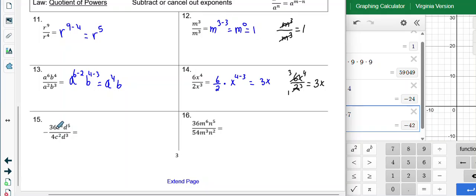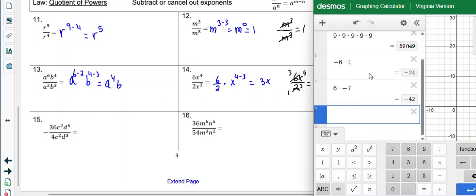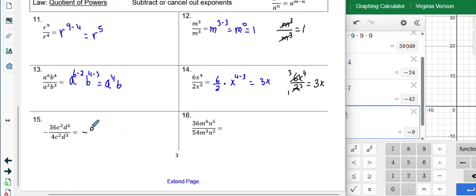All right, so you have negative 36. The negative can go to the numerator. So negative 36 divided by 4. Let me just do that part in the calculator. Negative 36 divided by 4. So the number part just becomes negative 9. And then negative 9.